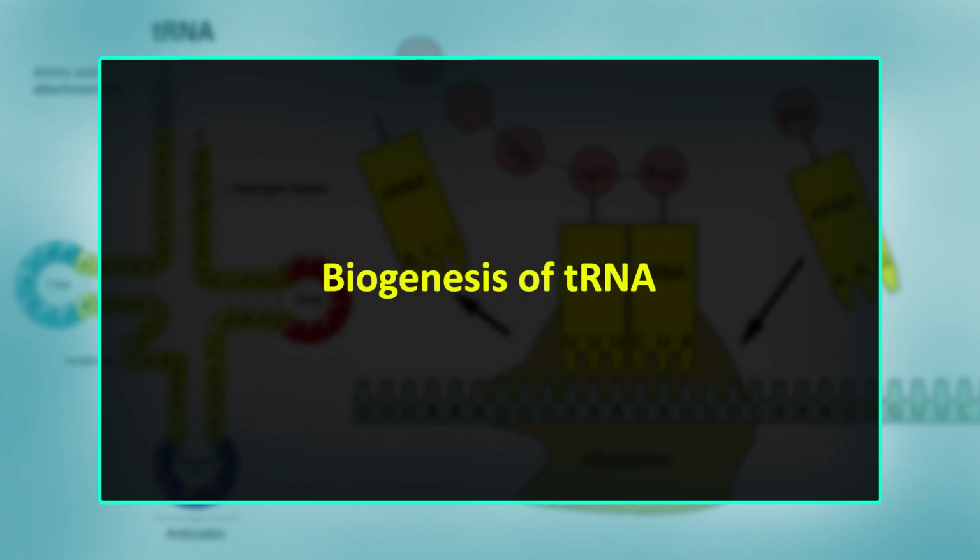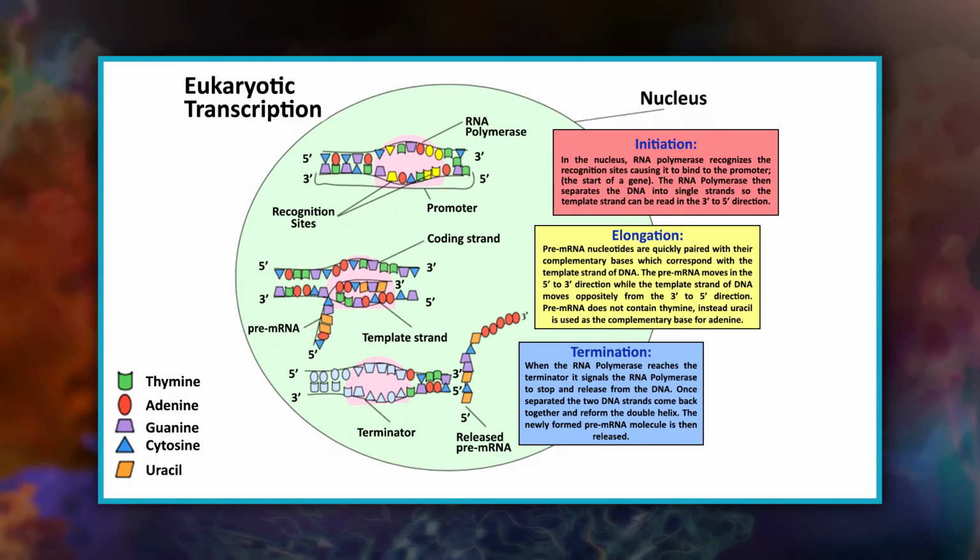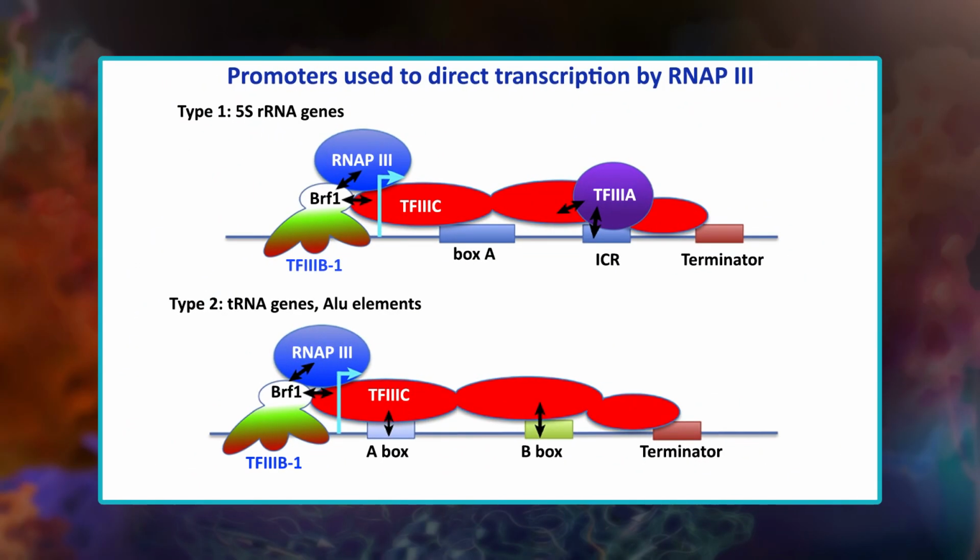Biogenesis of tRNA. In eukaryotic cells, tRNA are transcribed by RNA polymerase III as pre-tRNAs in the nucleus. RNA polymerase III recognizes two highly conserved downstream promoter sequences, the 5' intragenic control region, that is 5' ICR, D control region or A box, and the 3' ICR, that is T control region or B box, inside the tRNA genes.